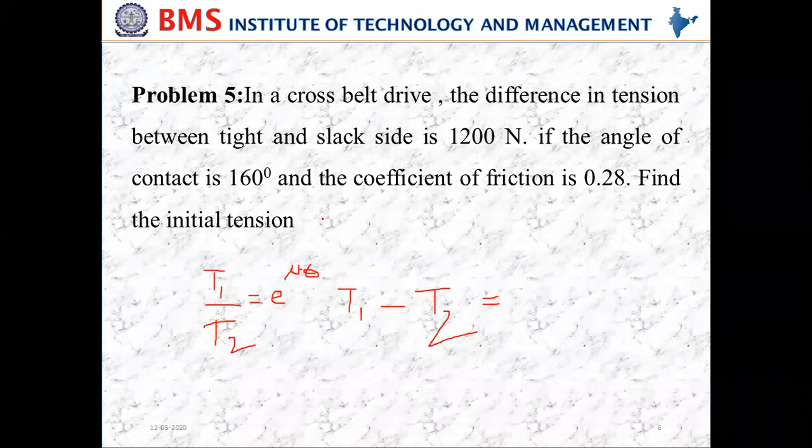Whenever the angle of contact is given in degrees, it should be converted into radians by multiplying with pi by 180 degrees, so that we can get it in terms of radians.